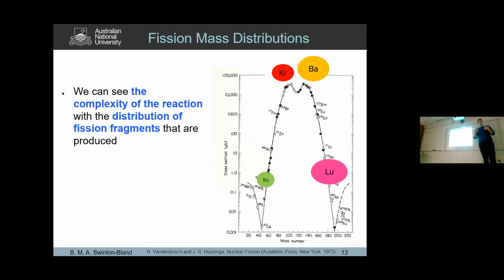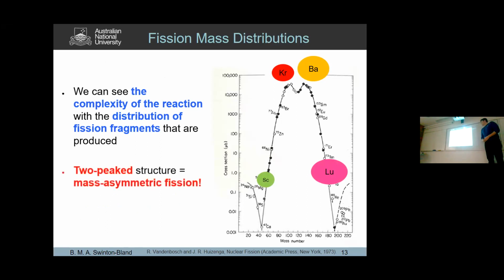We can see that there's a very complex reaction process that's occurring, and there is a distribution of fission fragments that are produced. And I want to draw attention straight away that this is a two-peak structure. As we can see clearly, barium and krypton are not of equal mass. They are substantially different. Barium is much heavier than krypton. So when you see a two-peak structure, I want you to think immediately mass-asymmetric fission. That's the trigger word.